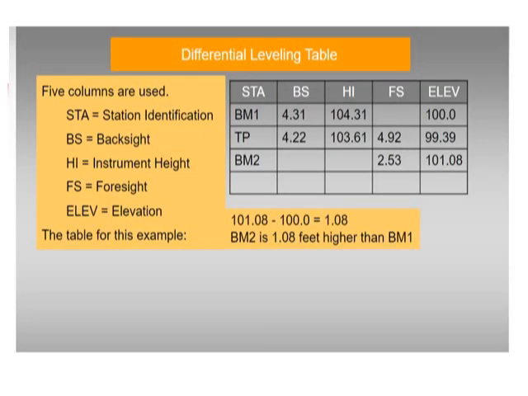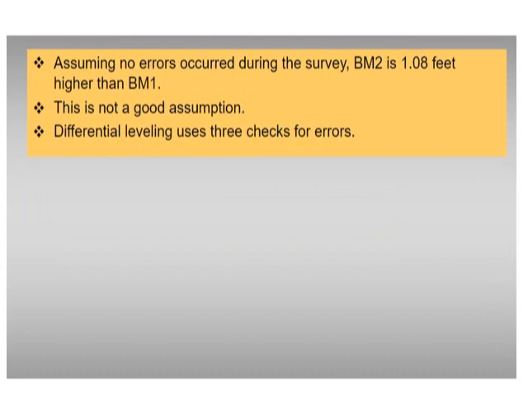Here we see the table. There are 5 columns. STA stands for station identification. Here there are 3 stations, BM1, TP, and BM2. BS is backsight, HI is instrument height, FS is foresight, and ELEV is elevation. In this table, for the example, the backsights are given as 4.31 and 4.22, and HI, FS and elevation are given. When you subtract 101.08 minus 100, we get 1.08. So you find that BM2 is 1.08 feet higher than BM1. Assuming no errors occur during the survey, BM2 is 1.08 feet higher than BM1.